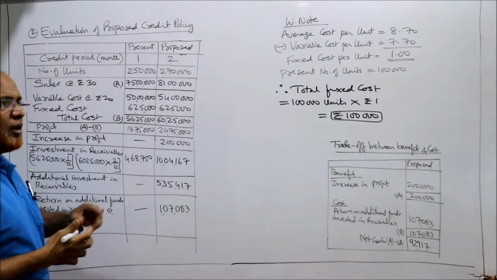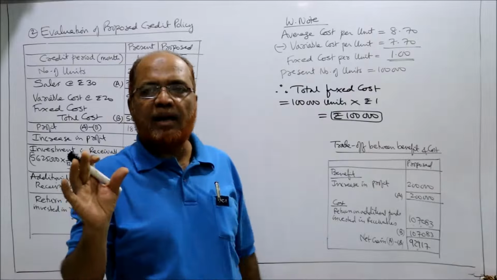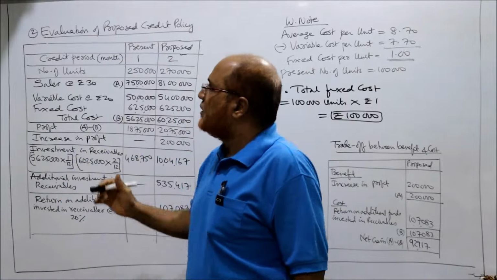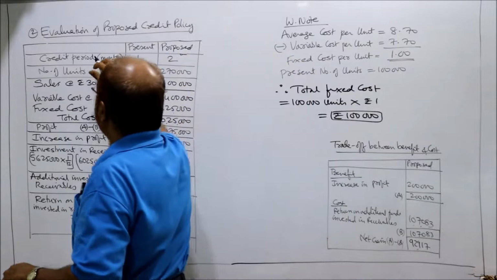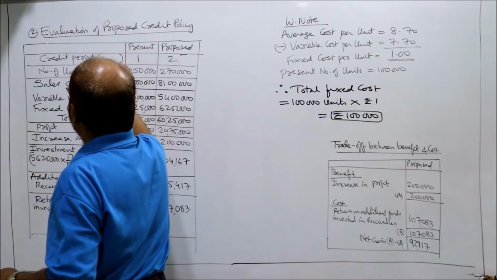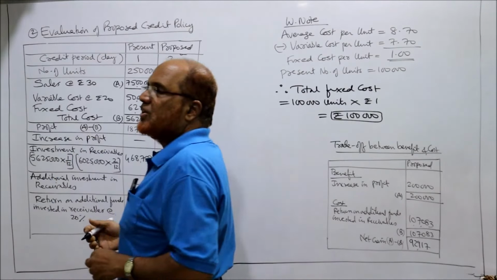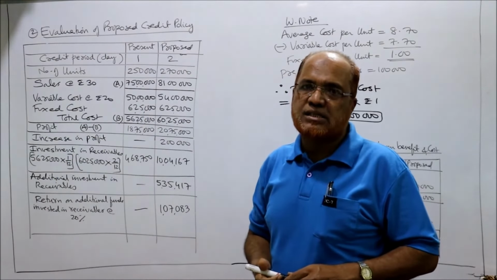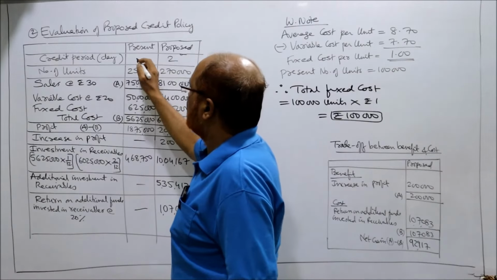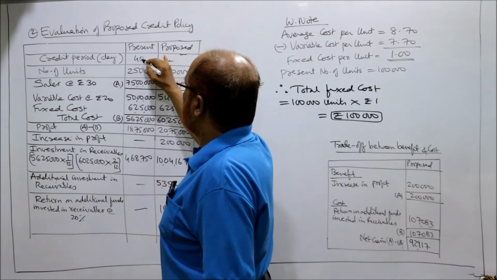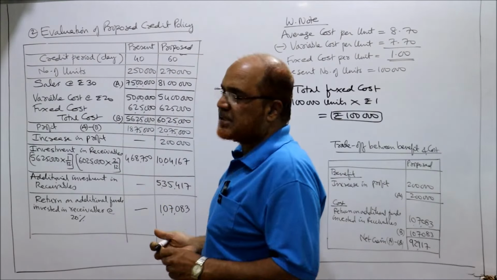See here, the format remains the same, only I am changing the figures. The present policy, proposed policy, credit period is given in days. In the previous problem the credit period was given in months. Now it is given in days. So presently 40 days, and in the proposed policy it becomes 60 days.